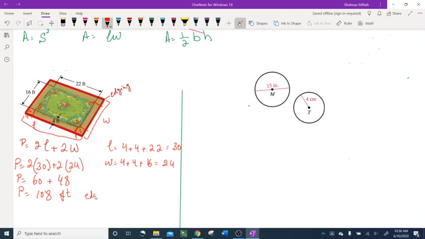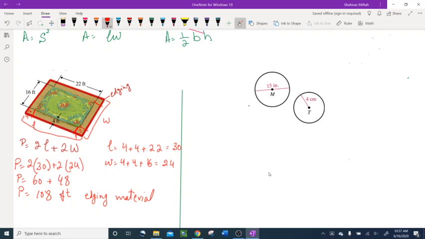So 108 feet of edging material is what we need. Okay, so that's how you do that question. You have to be very careful about the small spaces that are not included in the length of the garden, so you have to figure out that part.